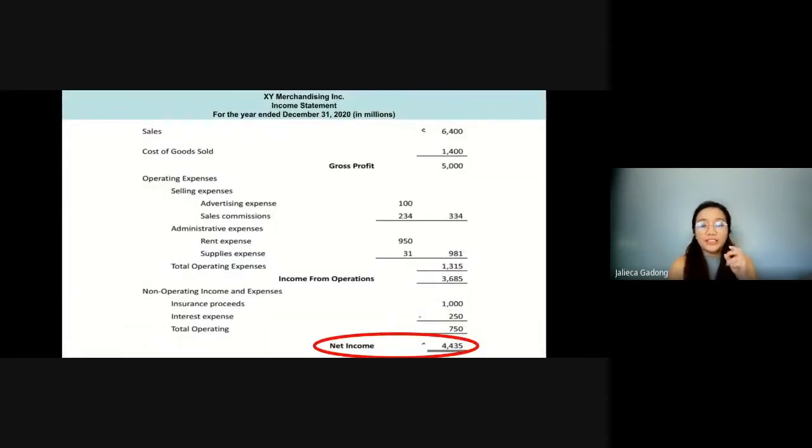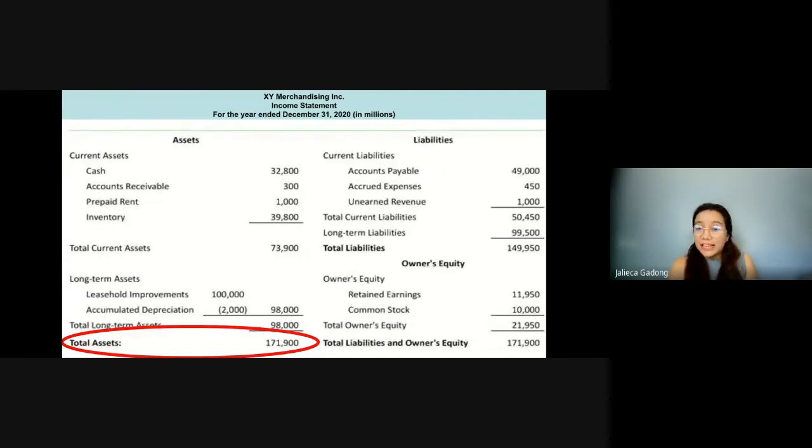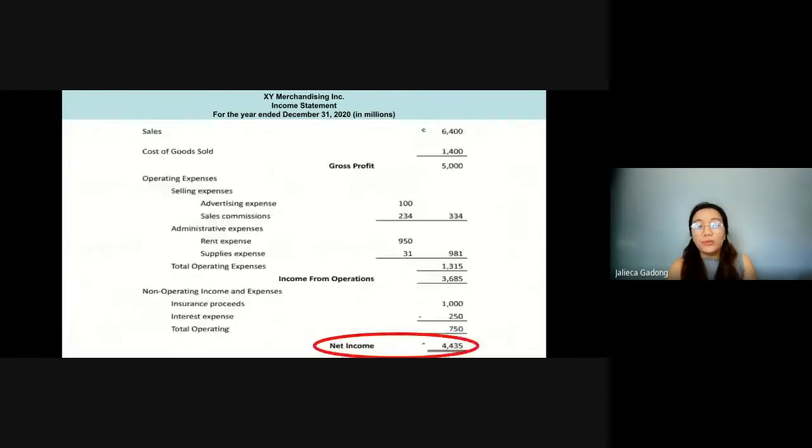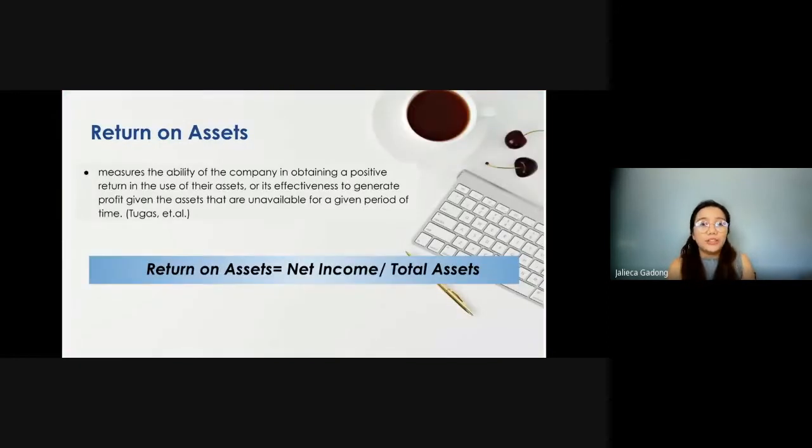So let's encircle the value for net income, which is 4,435, and this time, we're going to look at the total assets, which is 171,900. So it's important to know that when we compute for return on assets, we're not just looking at the income statement. We're actually going to involve two types of financial statements here. We have the income statement and we have the balance sheet.